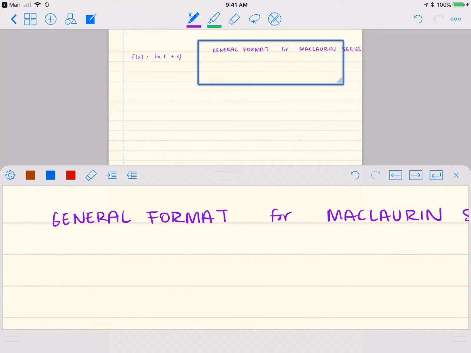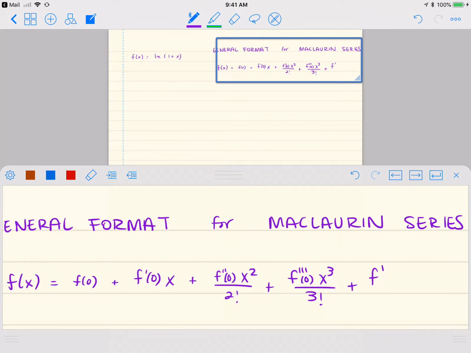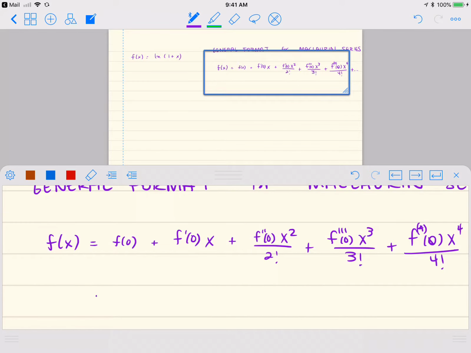is going to be f of x equals f of 0 plus f prime of 0 x plus f double prime of 0 x squared over 2 factorial plus f triple prime of 0 x cubed over 3 factorial plus the fourth derivative of 0 x to the fourth over 4 factorial plus dot dot dot. And we can write that as a sum n equals 0 to infinity, the nth derivative at 0, x to the n over n factorial.